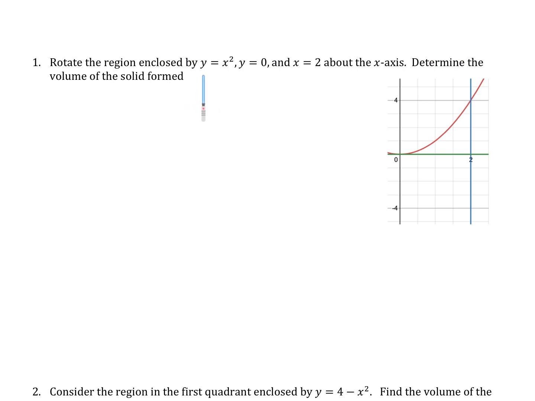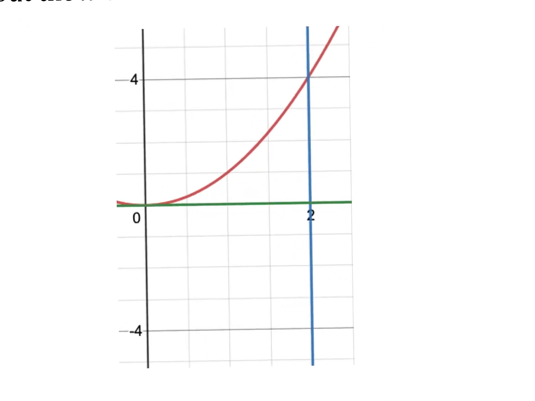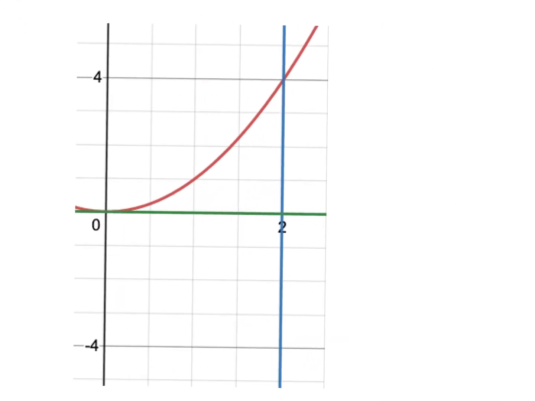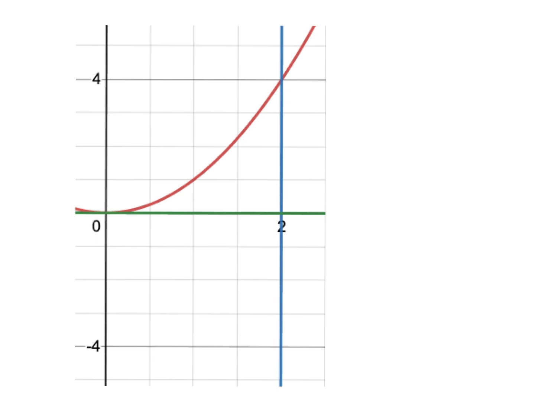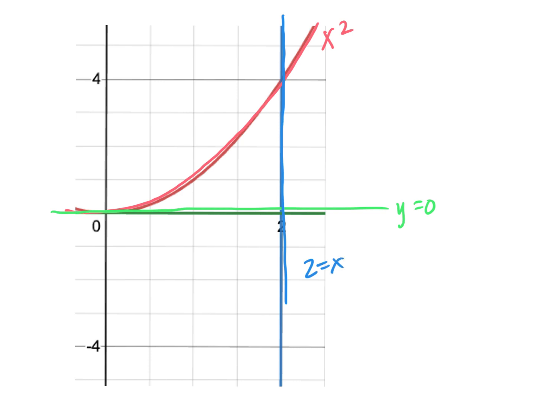Rotate the region enclosed by, I know mine's got colors, so you tell me, which one do you think is x squared, green, red, or blue? Red. So on your page, write this is x squared. Here's y equals 0. And then x equals 2. They said rotate that about the x-axis. I want to rotate this region about the x-axis.